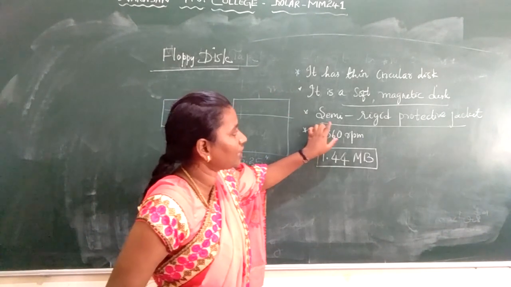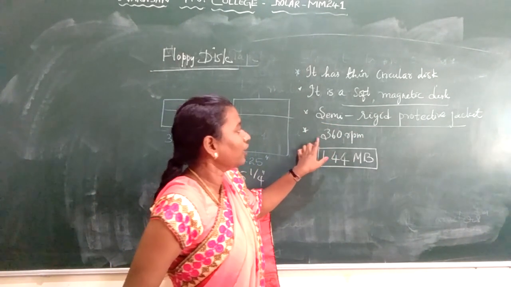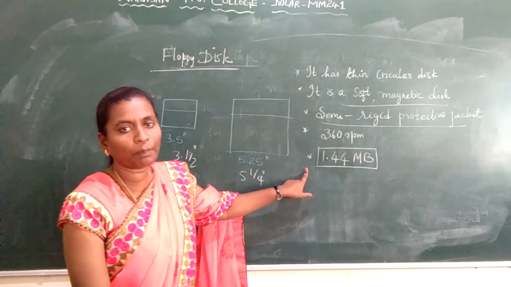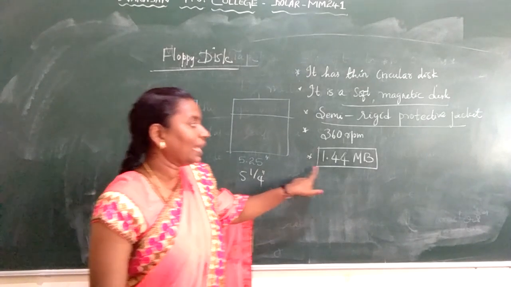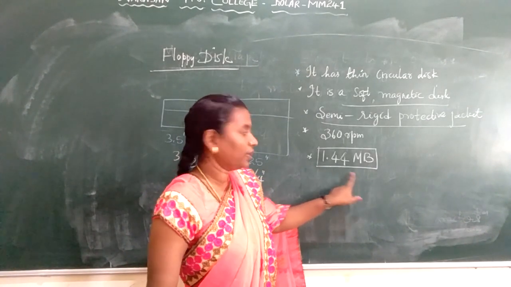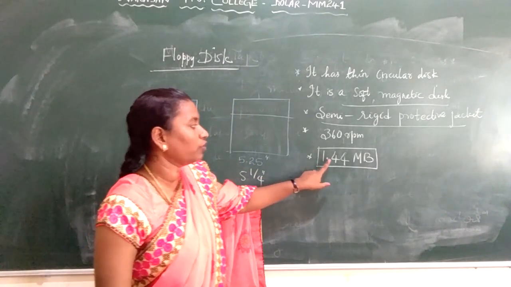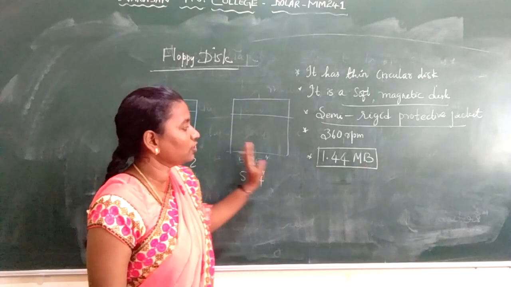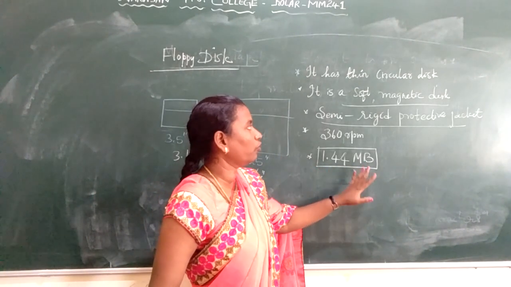It has a semi-rigid protective jacket. It rotates at the speed of 360 rpm. Usually the floppy disk capacity is only in MBs, not even in GBs. 1.44 MB is the maximum range of your floppy disk. Usually it will be in MBs, 1.44 MB.